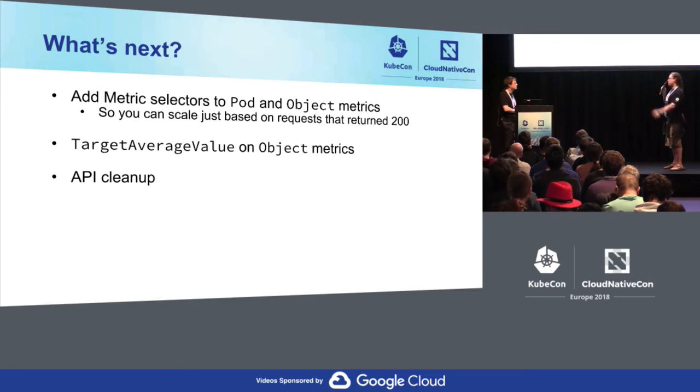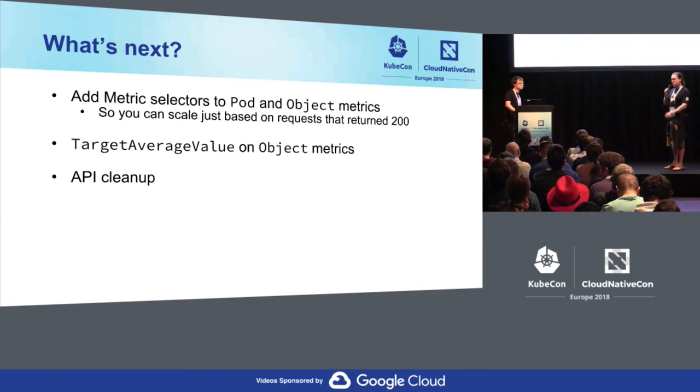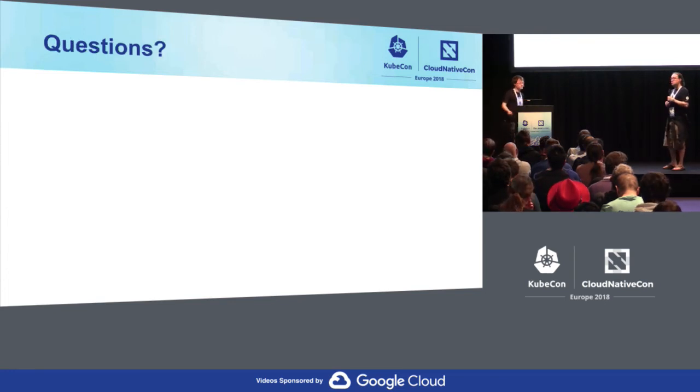And we're also adding target average value to object metrics so that you have a couple more options on how you break up your metrics depending on how your targets need to be structured. And we're also considering a little bit of a cleanup to help unify some of the metrics targets together. And I think that's it. Thank you. Do you have any questions?